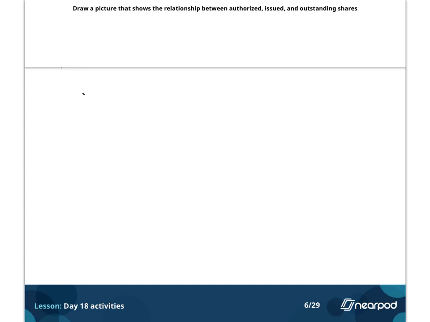All right, so the next activity, I asked you to draw a picture that showed the relationship between authorized, issued, and outstanding shares. So I'm going to show you what my picture looks like. I'm going to start here. Great big picture. I want it to be filled in.